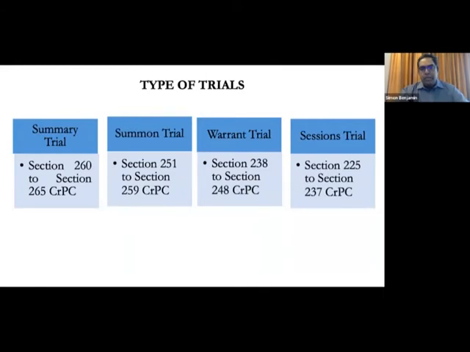We'll now look at different forms of trials. Essentially, there are these four kinds of trials. Some of you who are familiar with the CrPC would have seen this before. It is just for an easier understanding. You can see that these are the provisions which deal with the different kinds of trials: summary, summons, warrant, and sessions. 3 out of these 4 trials are dealt with by the Court of Magistrates, while one of those trials is kept for the Court of Sessions.